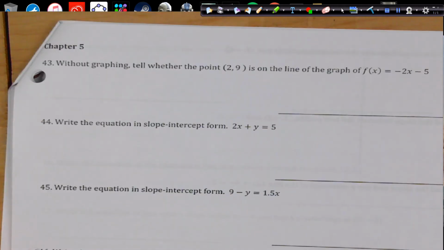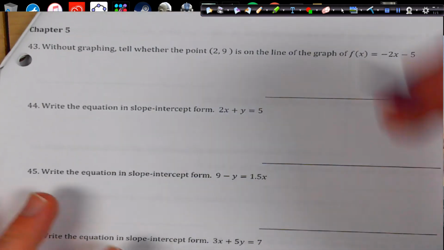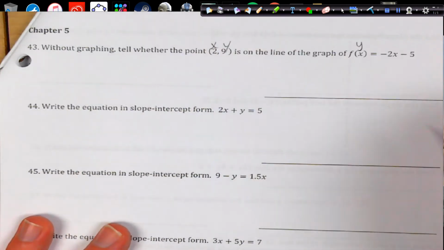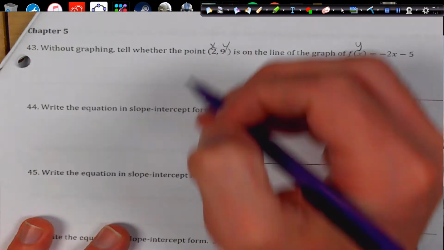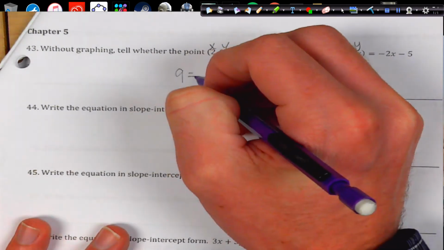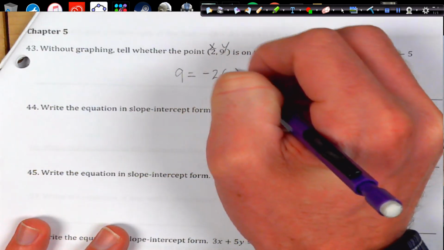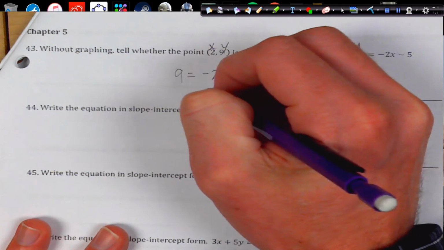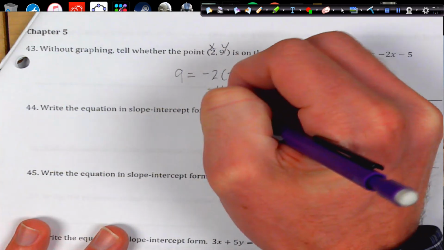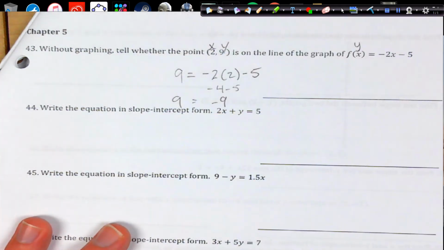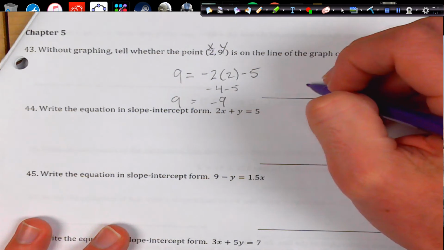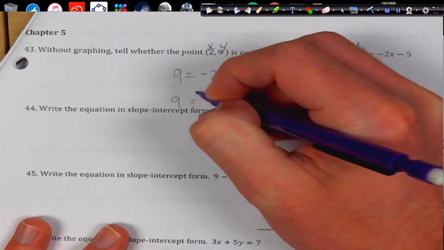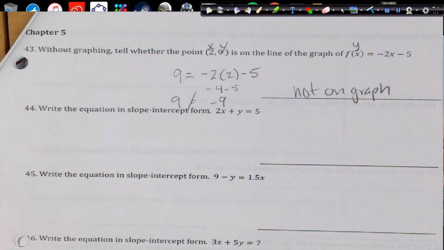Okay, without graphing, tell whether the point is on the graph. Remember, f of x is also known as y. So we can actually just plug these 2 points in, x comma y. So that means 9 would equal negative 2 times 2 minus 5. And negative 2 times 2 is going to be negative 4 minus 5, which is negative 9. 9 does not equal negative 9, so not on graph. Okay, these did not equal each other. If they did, then we would say it's on the graph.